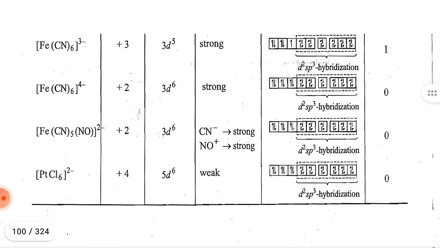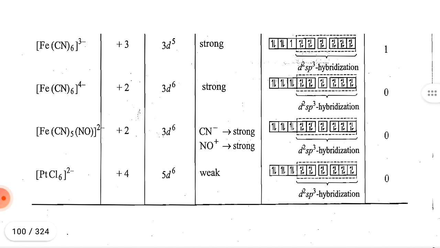[Fe(CN)5NO]2-, so the oxidation state of Fe will be +2. Fe will have 3d6. Cyanide CN- is strong, NO+ is also a strong field ligand, so both are strong field ligands. In 3d, 6 paired electrons will be there. Both CN and NO are strong field ligands, will give 12 electrons and form d2sp3 hybridization, and it will be diamagnetic because the number of unpaired electrons is 0.